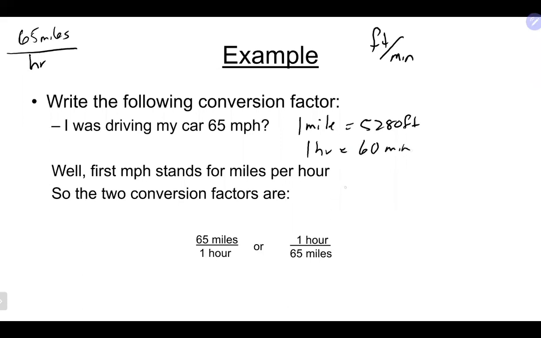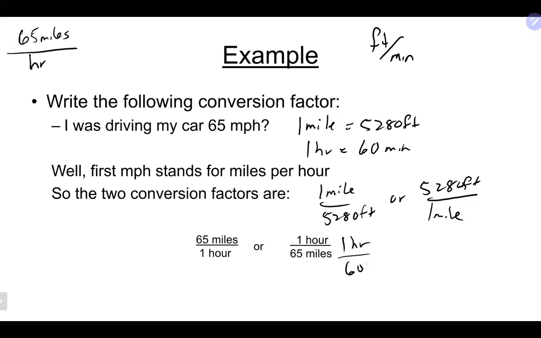So if we wanted to write two conversion factors for each of those, 1 mile over 5,280 feet, or 5,280 feet over 1 mile, and 1 hour over 60 minutes, or 60 minutes over 1 hour. So these are our conversion factors that we can use.